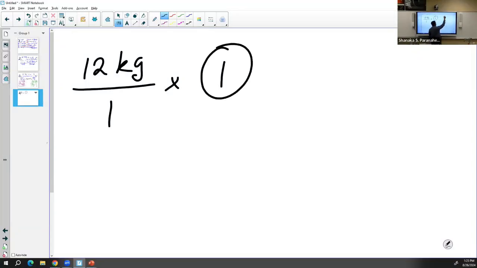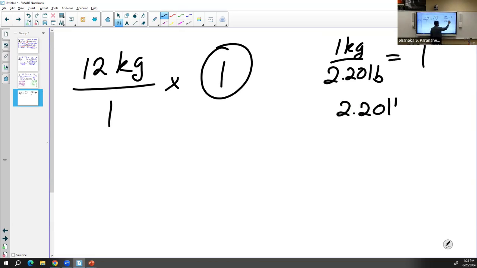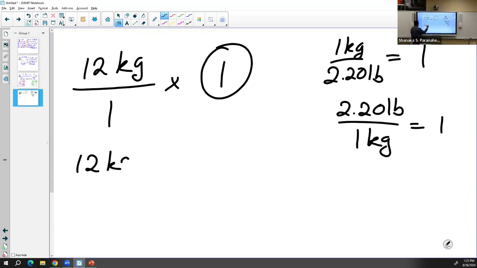These are my factors. 1 kilogram is equal to 2.20 LB is equal to 1. And 2.20 LB equal to 1 kilogram is equal to 1. These are the two factors that I showed in the other slide. For this one, I'm going to replace it by one of these because it's equal to 1. So 12 kilograms times one.